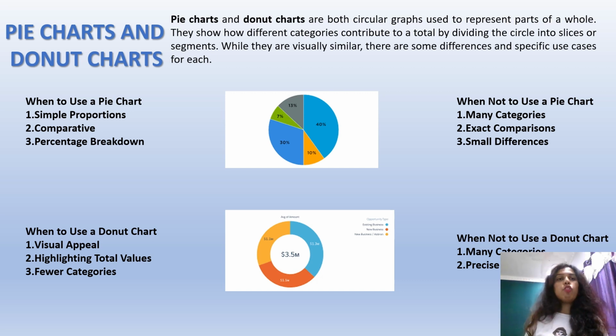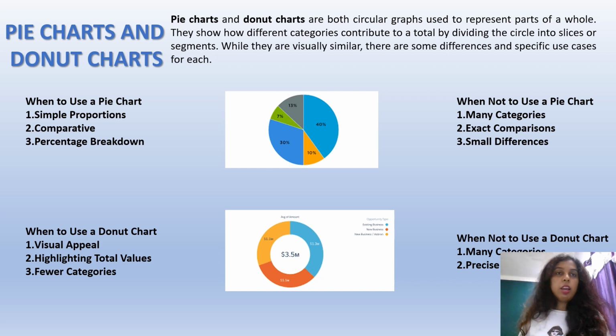An example for pie chart: market share distribution of different companies, or budget allocation across departments, or survey response breakdowns. Let's see an example for donut chart: visualizing the same data as pie chart but with a more modern look, showing proportions with a central figure like total sales or population percentage.